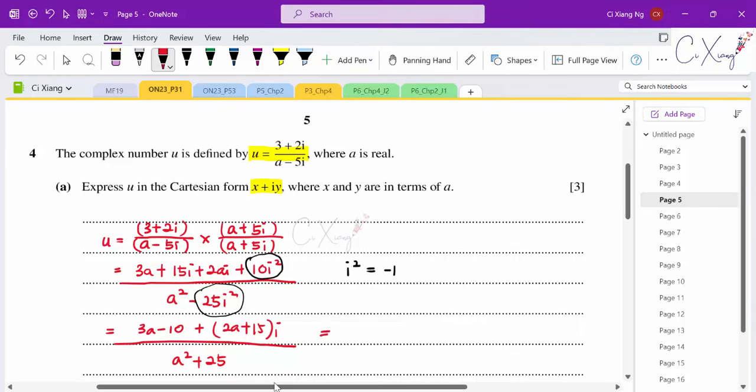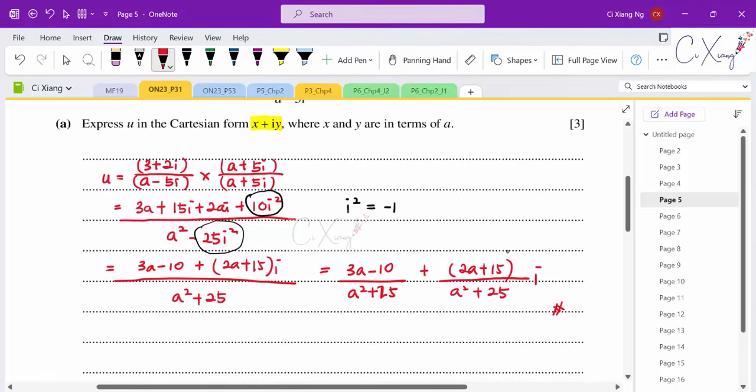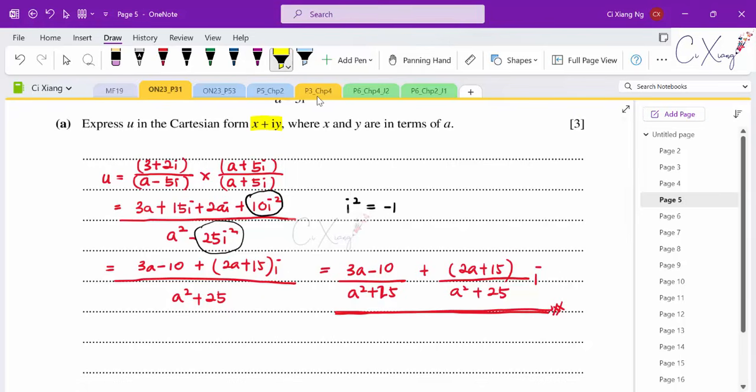If I want to put it into the x plus iy form, then my x will be 3a minus 10 divided by a squared plus, oh sorry, 25. This is the real part. Then plus the imaginary part, which should be 2a plus 15 divided by a squared plus 25. If you didn't make any careless mistake, by right this is what you should get. So this is how we rationalize our complex number to make it into the x plus yi form.